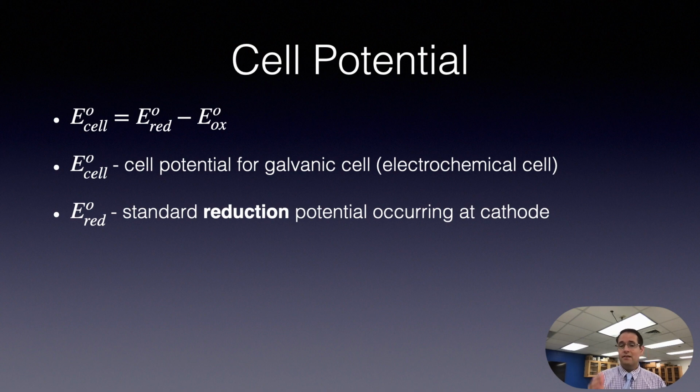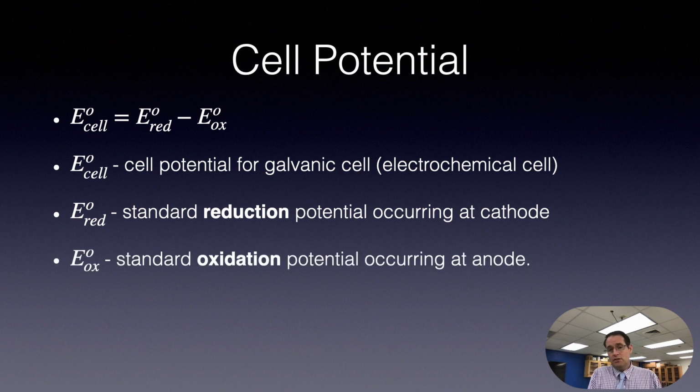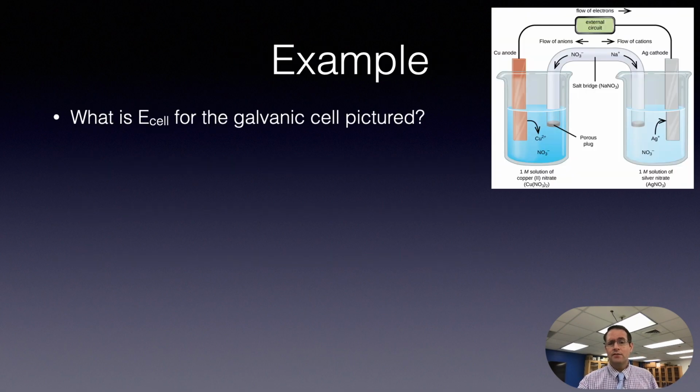Reduction is gain of electrons. That happens at the cathode. The oxidation potential, or the standard oxidation potential, occurs at the anode. So how do we use all this information and keep track of it all? Let's do an example. So what is the E cell? That stands for standard cell potential for the galvanic cell pictured.